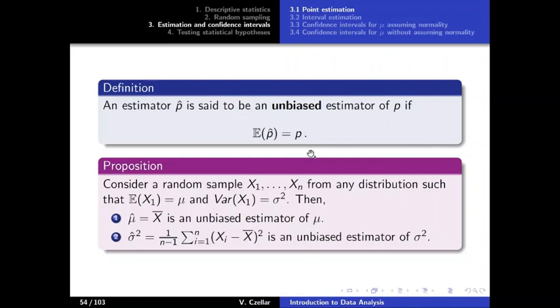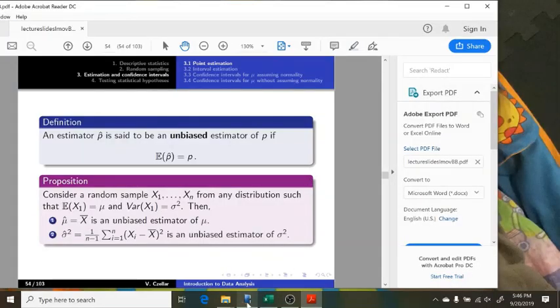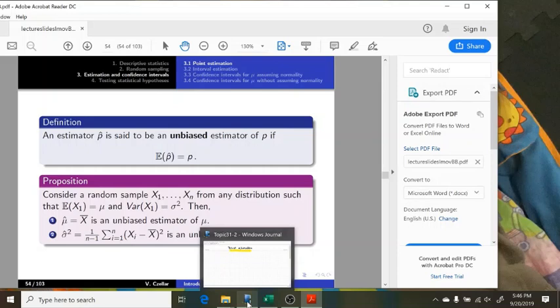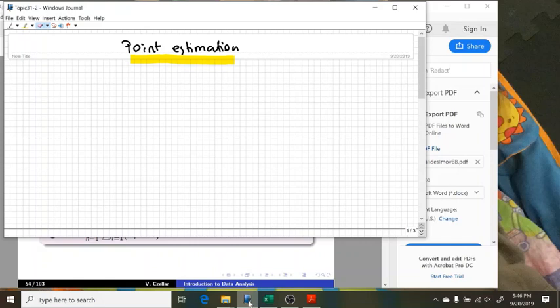Now we can define actually what the bias means. The bias means the difference between the expected value of my estimator and the parameter of interest. So let's write this. What I mean by this is that the bias of an estimator p hat is the expected value minus the parameter of interest.